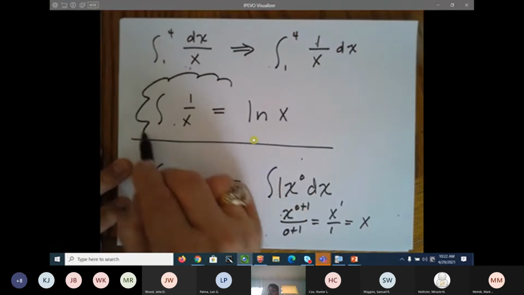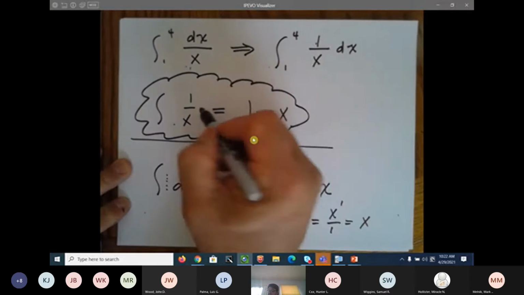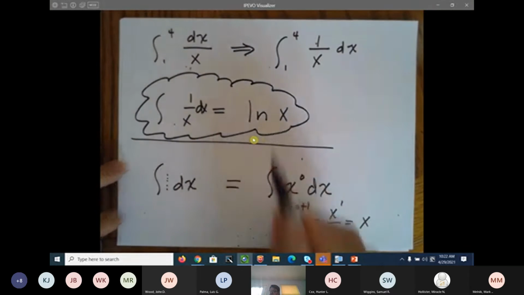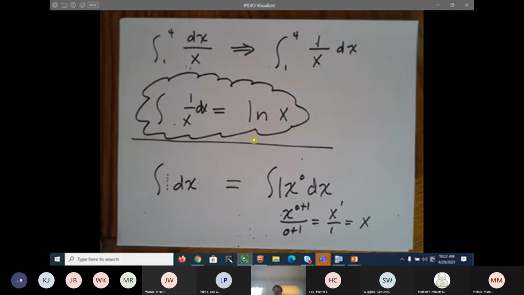The antiderivative of 1 over x dx is equal to the natural log of x. And this one is just to rewrite, just in case you see dx just sitting there. Because when students see this, they'll either skip it or they'll put 0. They won't write it out.